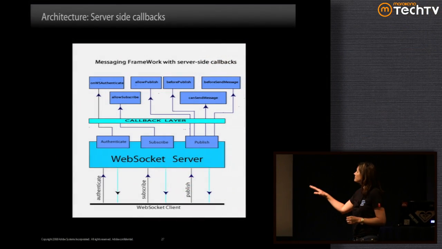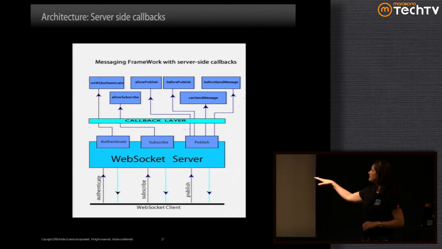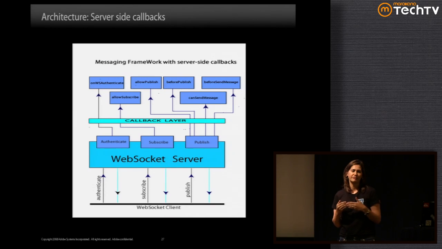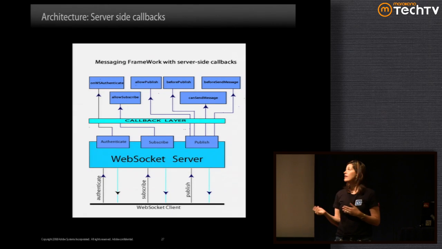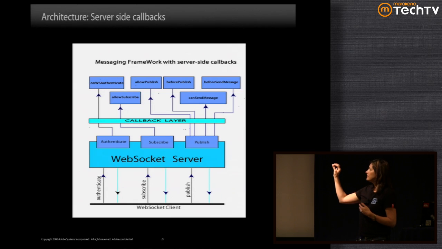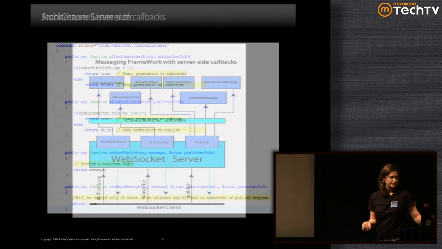Basically, this next slide will show you the structure of it. So the client is at the bottom. The ColdFusion WebSocket server is in the middle. Then at the back end, we have callback functions that are automatically called for every request. And then you can specify in these authenticate, subscribe, and publish layers which requirements you have for your particular messaging application.